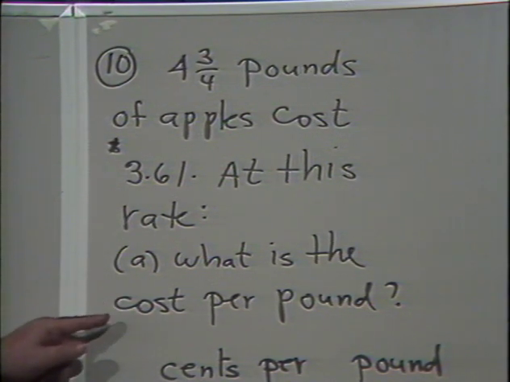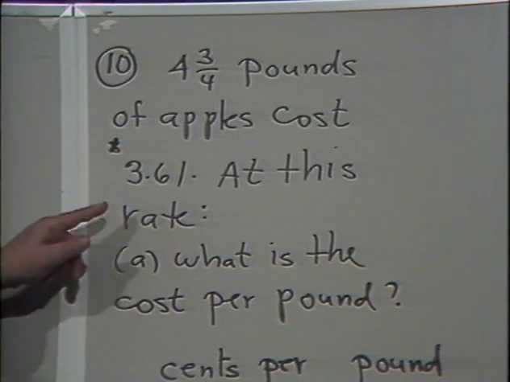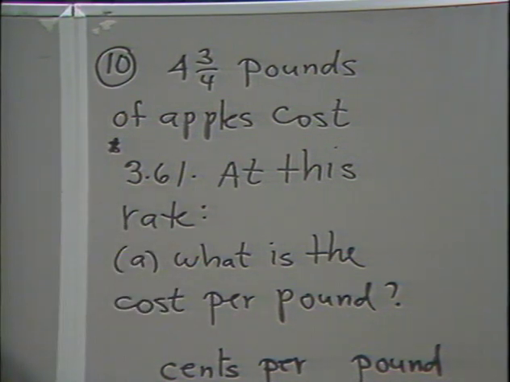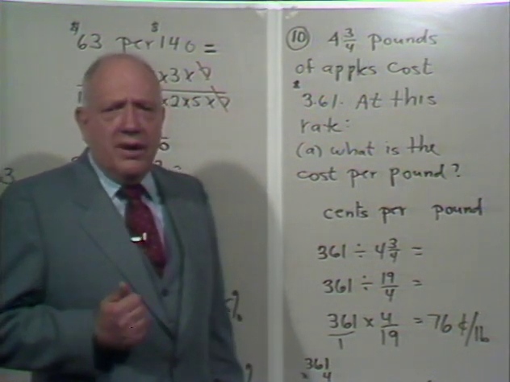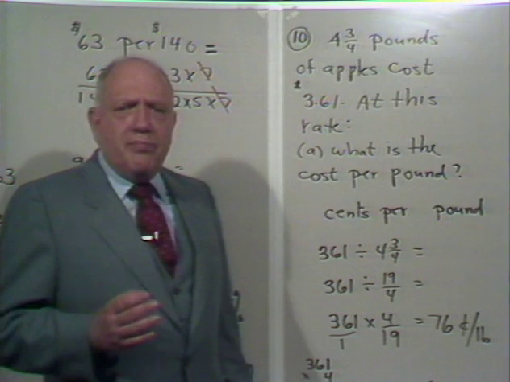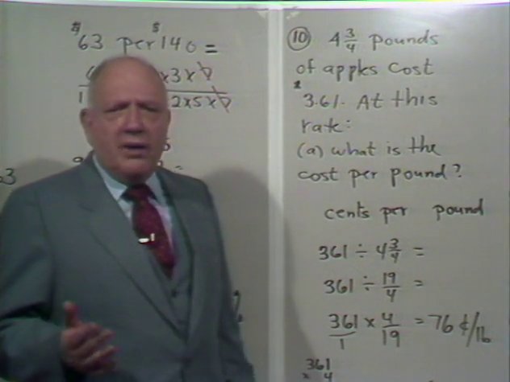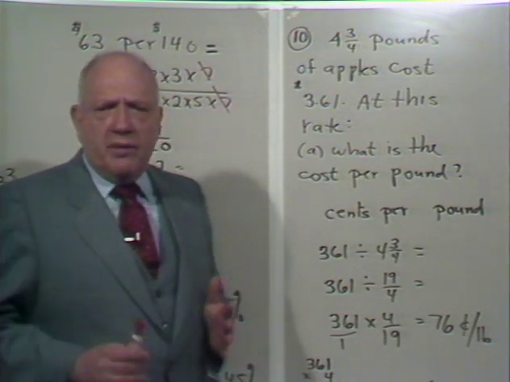Why do I say at this rate? Isn't it possible that the fellow gave you a better deal for buying 4 3/4 pounds than if you had bought only 1 pound? Isn't it also possible that you're paying by the piece rather than by the pound? See, a whole bunch of assumptions are being made here.